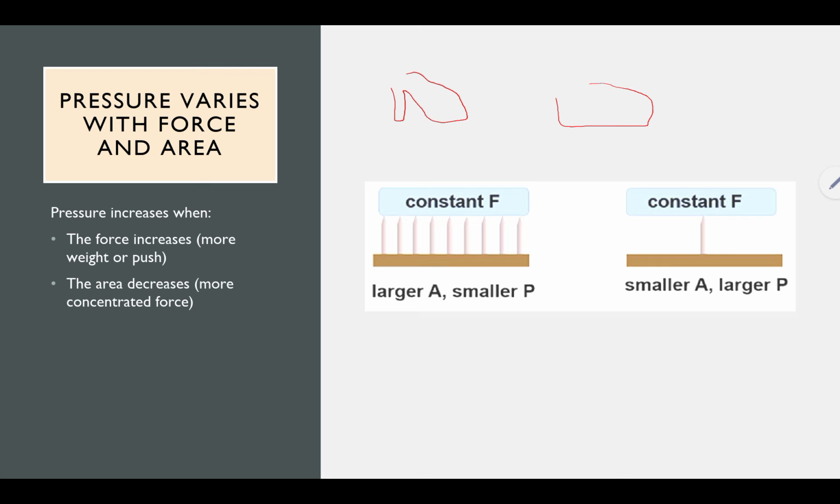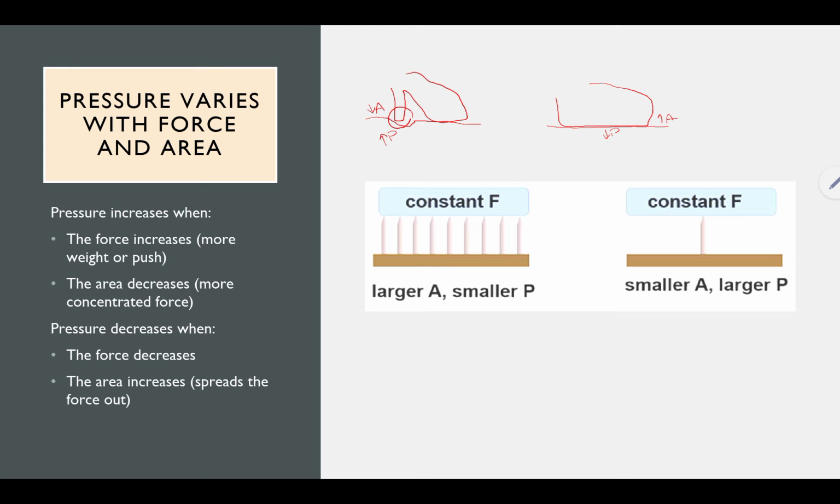If you are wearing heels and you're standing on the ground, you're going to apply a lot of pressure. But if you're wearing Skechers or sneakers, you wouldn't. So here, the area is very, very small, which makes the pressure more. Here we have a large area, so the pressure is less. Pressure decreases when the force decreases, and as we just said, a larger area spreads the force out.